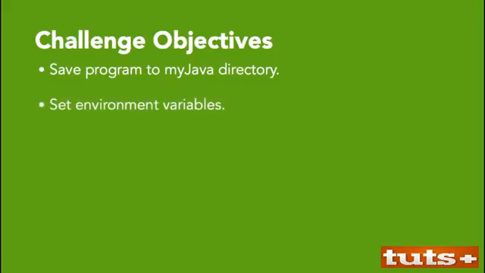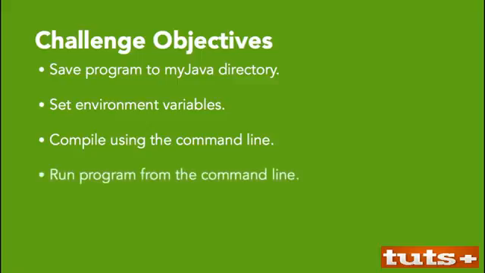Once your program is written, make sure to save the program to your My Java folder on the C drive. Don't forget to set your environment variables before trying to compile the .java file. Go ahead and compile it using the command line, javac space your program name .java. And finally, you can run it using the Java command. Run the program from the command line. Don't forget to include your message after the program name.